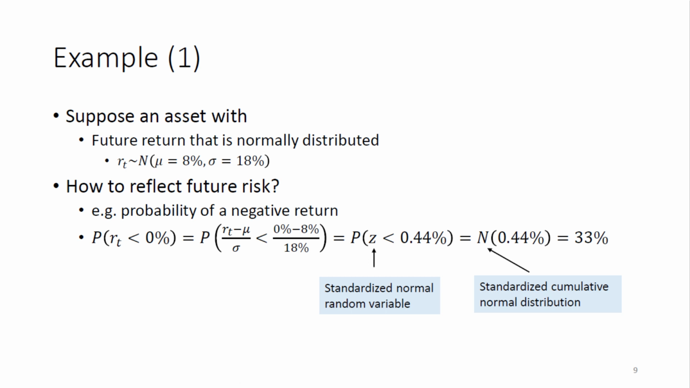So that's a way to reflect future risk. If I know the mean and the standard deviation of this random variable, I can determine the probability that the return is negative, and in this example, that probability would be 33%. That's important for an investor, because he may say, I find that very risky, since in 33% of the cases I will get a negative return on this investment. Maybe I would like to change to an investment which is less risky.